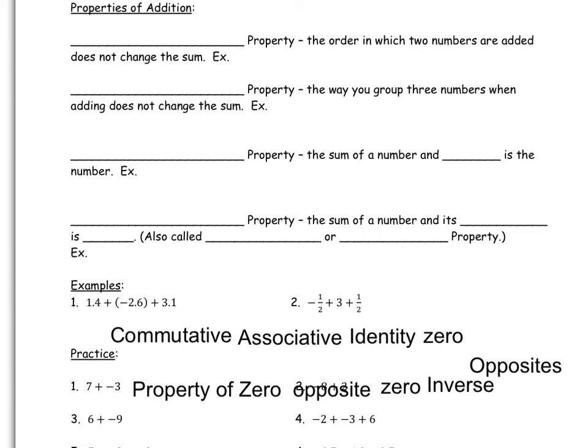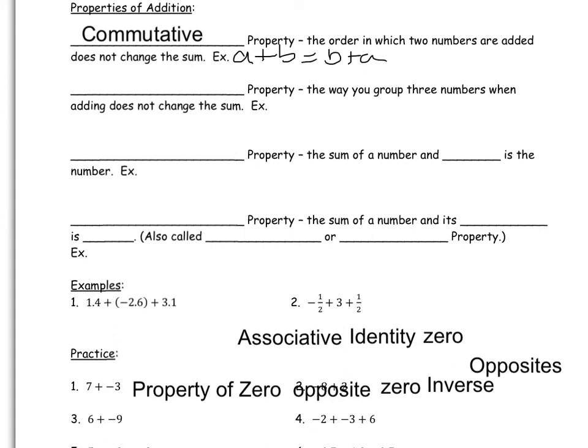Let's talk about some of the properties of addition. The first property is the commutative property, which states that the order in which the two numbers are added does not change the sum. Algebraically, a plus b is exactly the same as b plus a. Or 3 plus negative 2 gives the exact same answer as negative 2 plus 3. Both answers are 1.